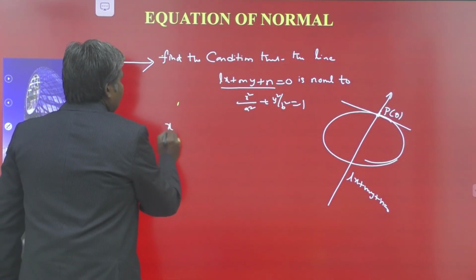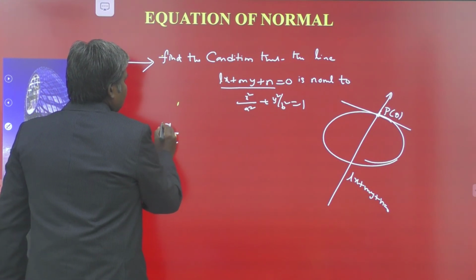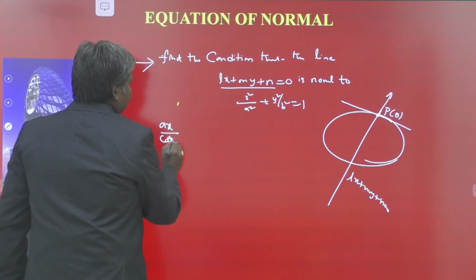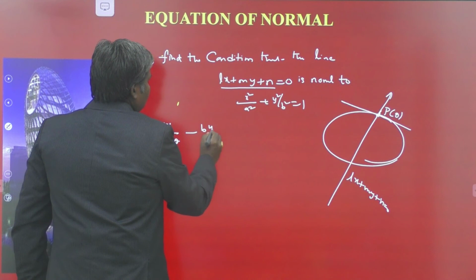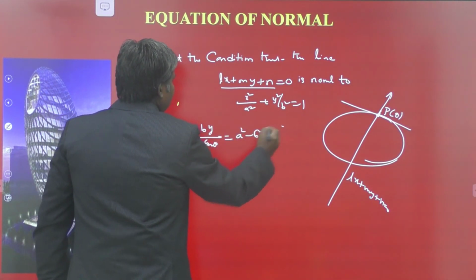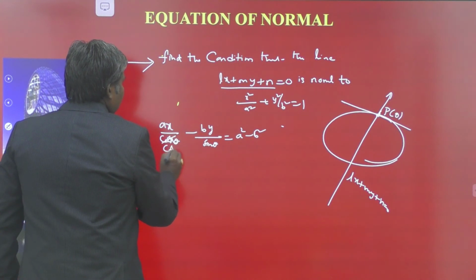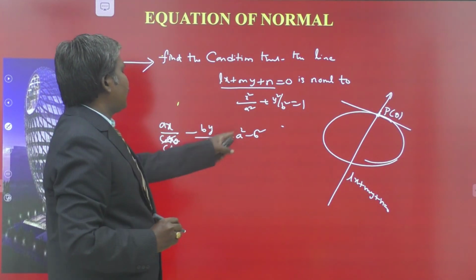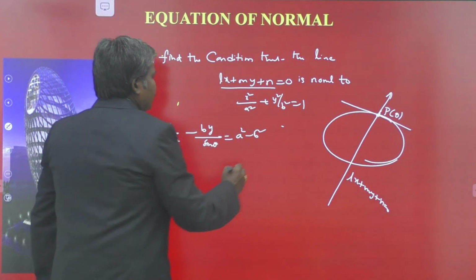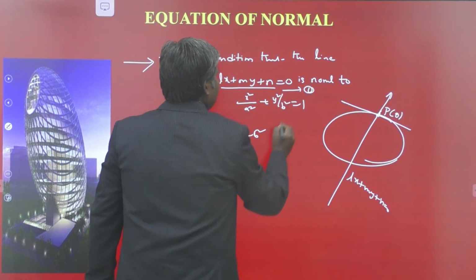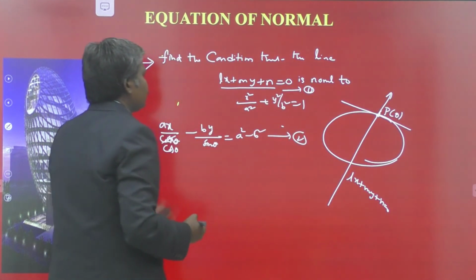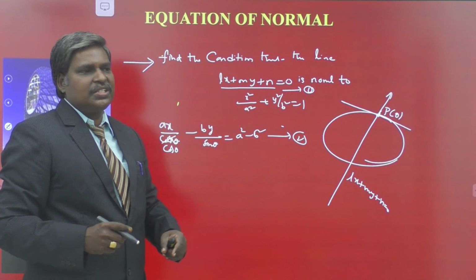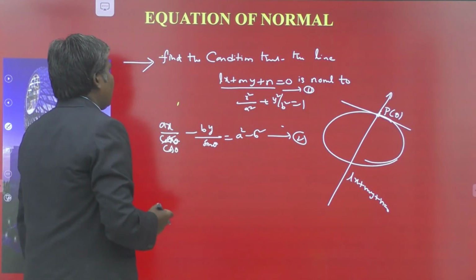We know that the equation of the normal at theta is ax/cos theta − by/sin theta = a² − b². This is the given equation, and this is the obtained equation. These two equations represent the same normal, so we can compare the like coefficients.